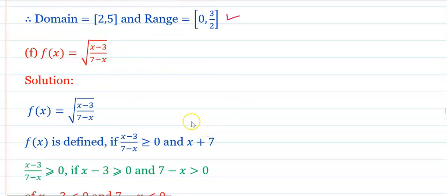Next, f of x is equal to the square root of (x minus 3) upon (7 minus x). Okay, f of x.